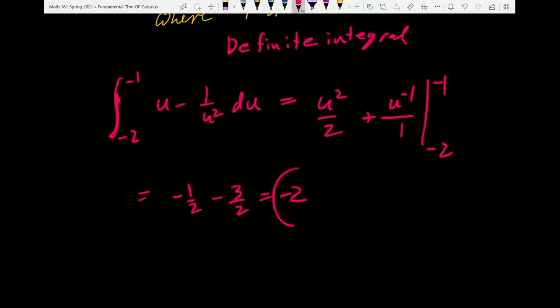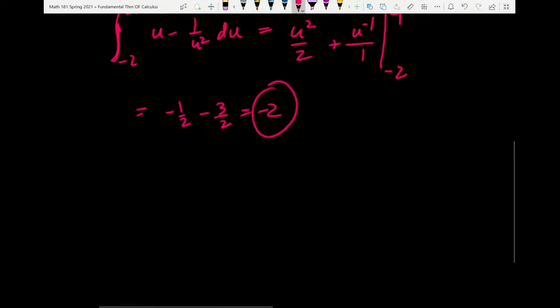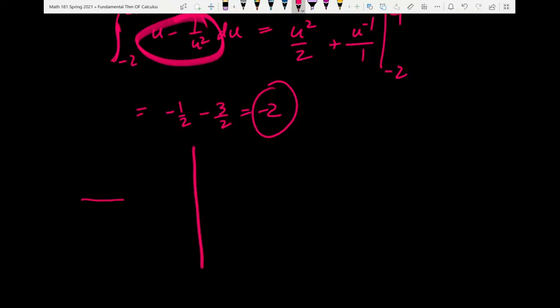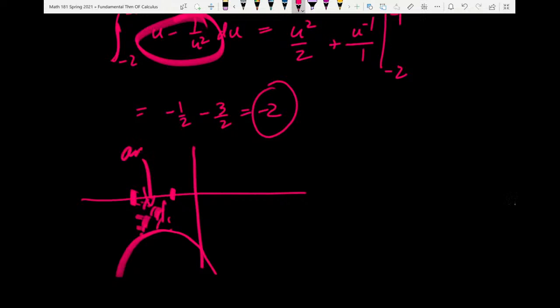And check this out. You got the answer to be negative. Why is that? If you would have graphed this function, it would have looked like that. And we're looking at from -2 to -1, and we're looking at this region. The area of this region is below the x-axis, so it's going to be negative. That's why we got negative.